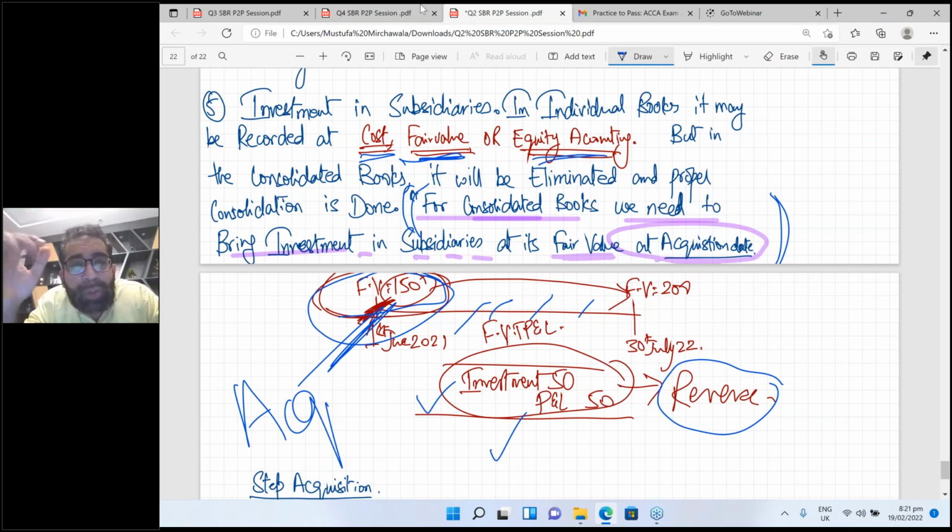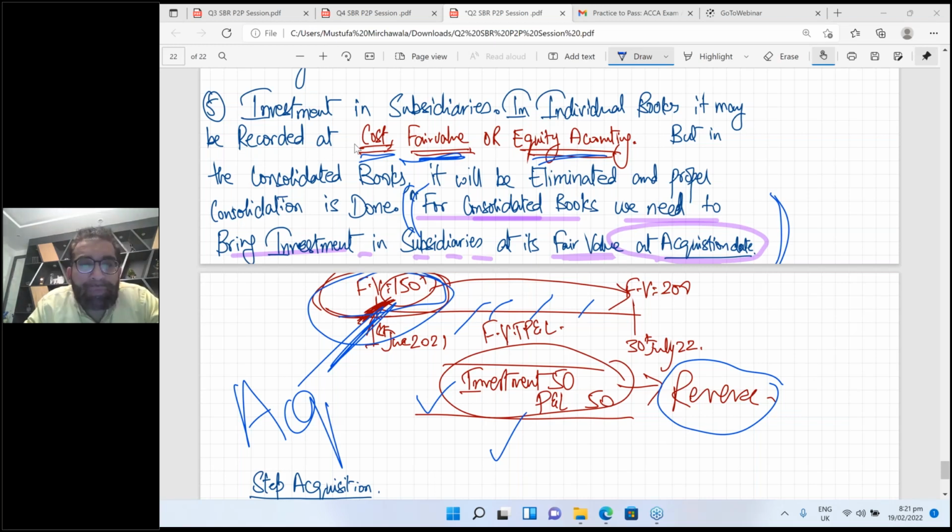So first you need to reverse the fair value gains or losses. If you have recorded them after the acquisition date, you need to reverse them. Have you done it? Got it?